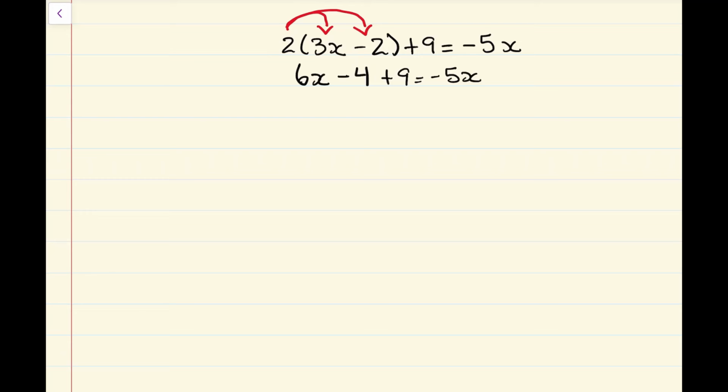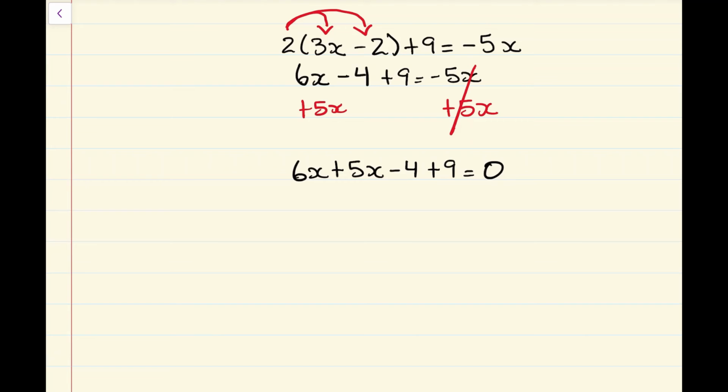And now that we've removed the bracket, we can just solve for x. So let's add 5x on both sides of the equation, so that we would be able to remove this 5x, because negative 5x plus 5x is just equal to 0. So once we cancel those out, our resulting equation will be 6x plus 5x minus 4 plus 9 is now equal to 0.